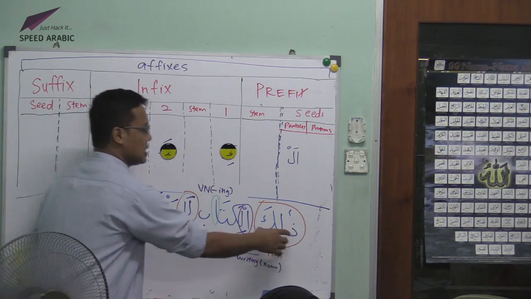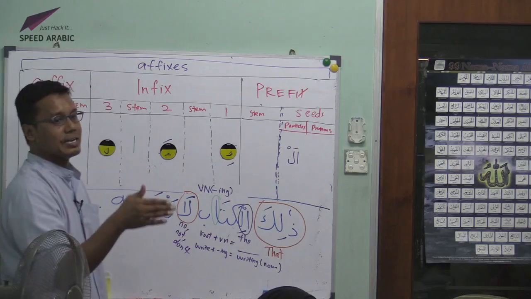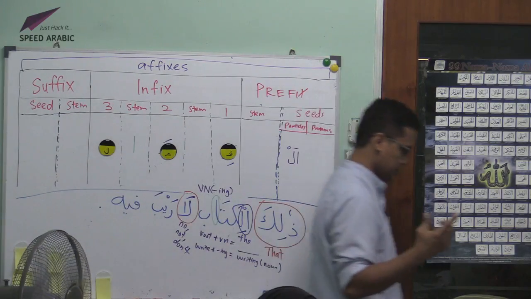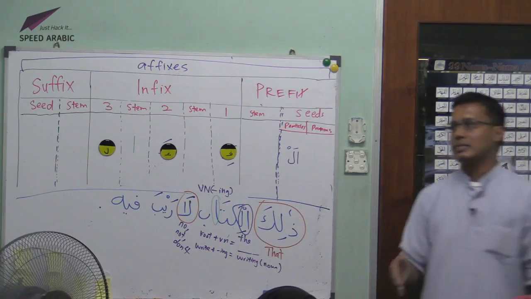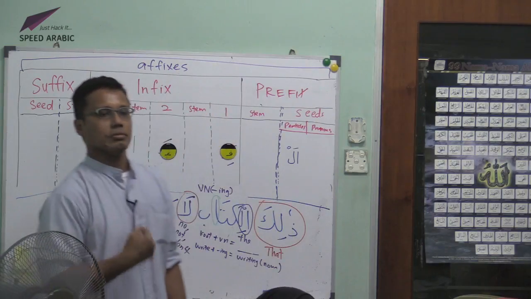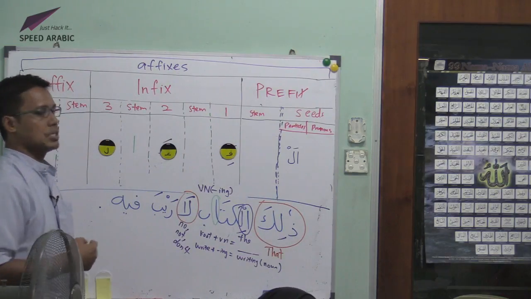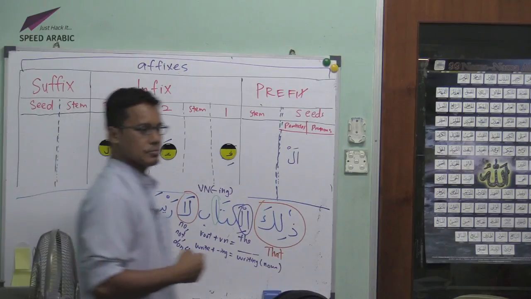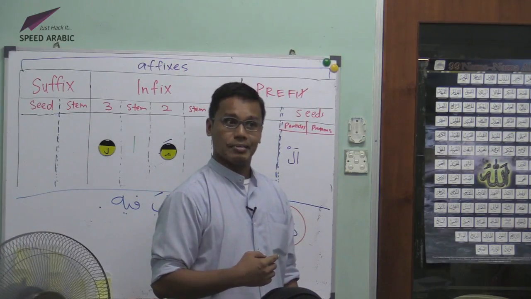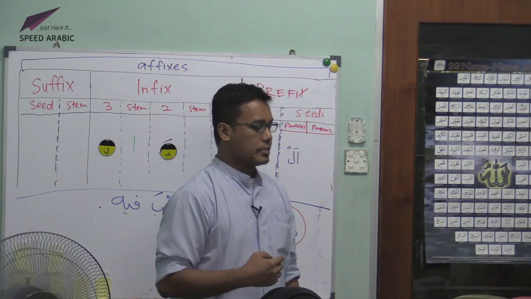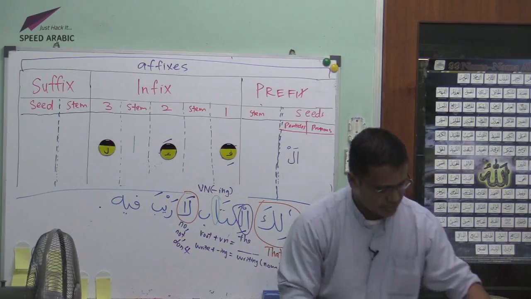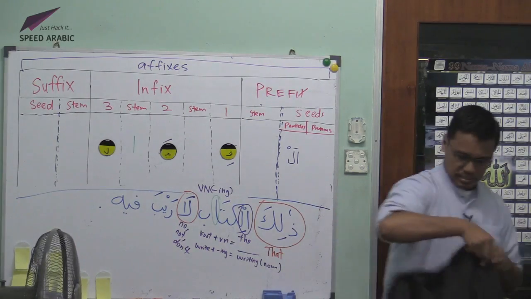So dhalika, you should already have highlighted. If you have not, you highlight dhalika. What color is it? Orange. You highlight dhalika orange in the book. You don't have the book? I didn't give you. Alright, so you write first. Next week. I didn't bring.